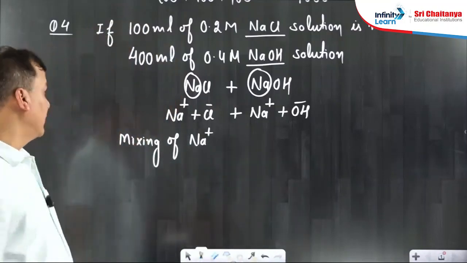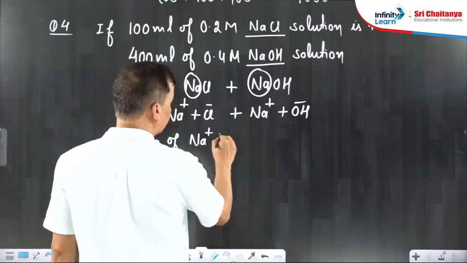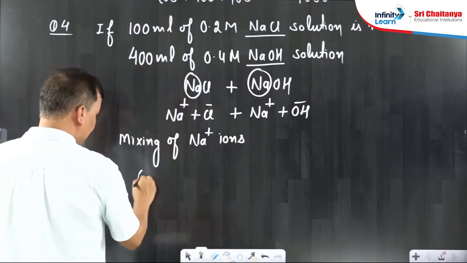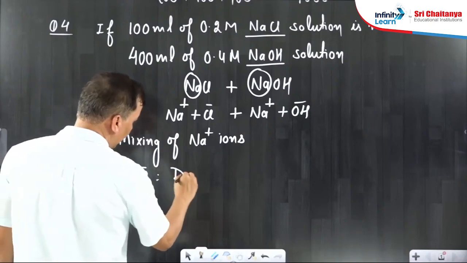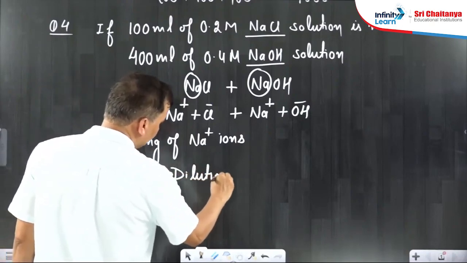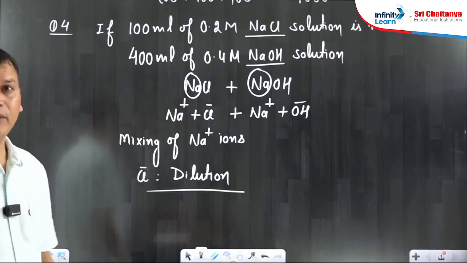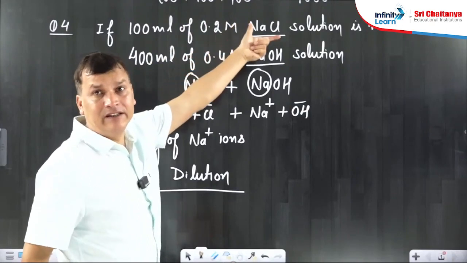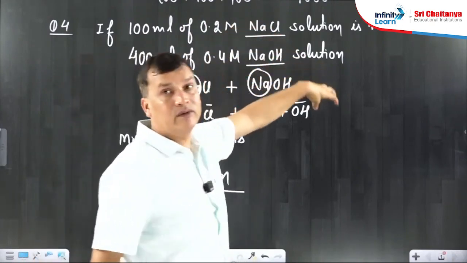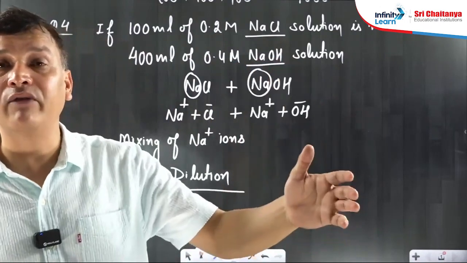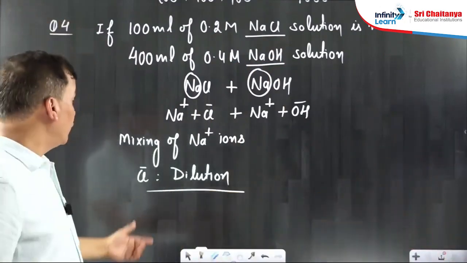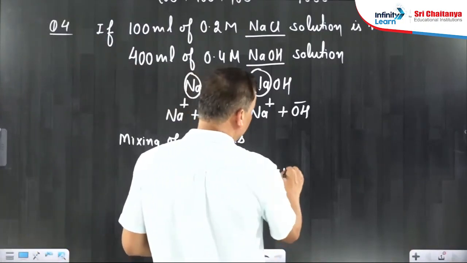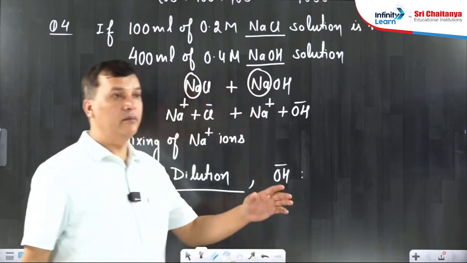But dear student, mixing of which ions will be there? Sodium ions. And what will be for the chloride ion? There will be dilution of chloride ion. If you say yes, then I will move further. Because dear, chloride ion is present in which solution? NaCl solution. When they are mixed with the sodium hydroxide solution, we will not get any chloride ion from the sodium hydroxide solution. So there will be dilution of chloride ion. In the same way, what will happen to the hydroxide ion when they are mixed to each other?